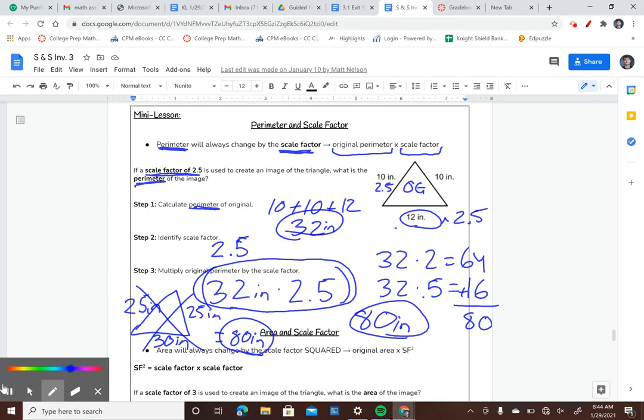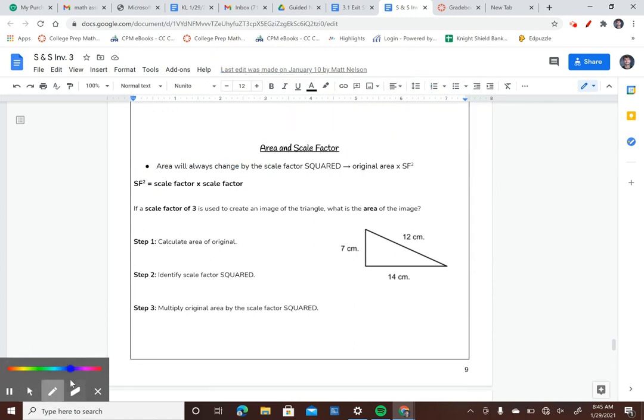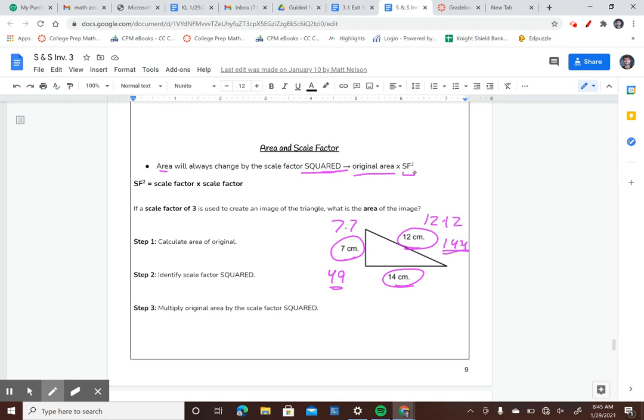All right, now we're going to take a look at area and its association with scale factor. So here it says the area will always change by the scale factor squared. So it's going to be the original area multiplied by the scale factor squared. And when we talk about squaring numbers, let's say we look at 7, 12, and 14: squaring 7 would be 7 times 7, which would equal 49. Squaring 12 would be 12 times 12, which would equal 144. Okay, so that's squaring numbers. It's just saying that number multiplied by itself.